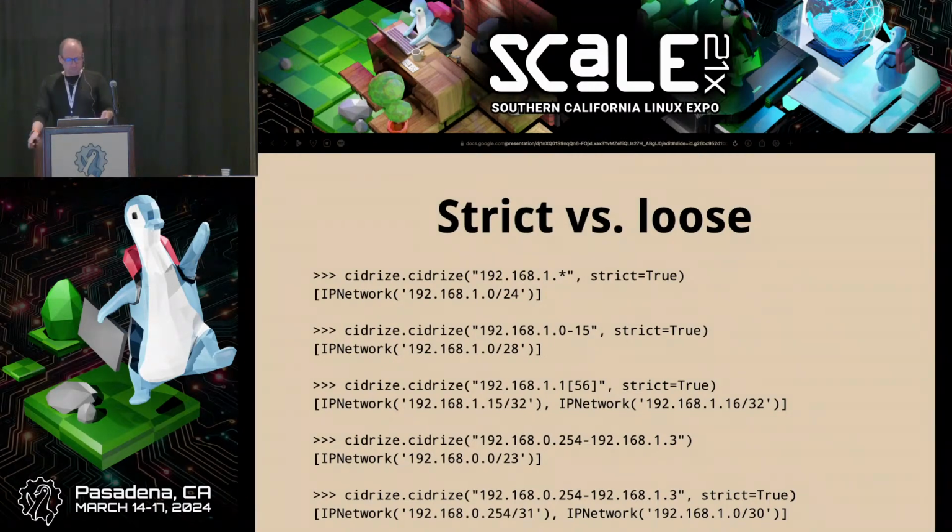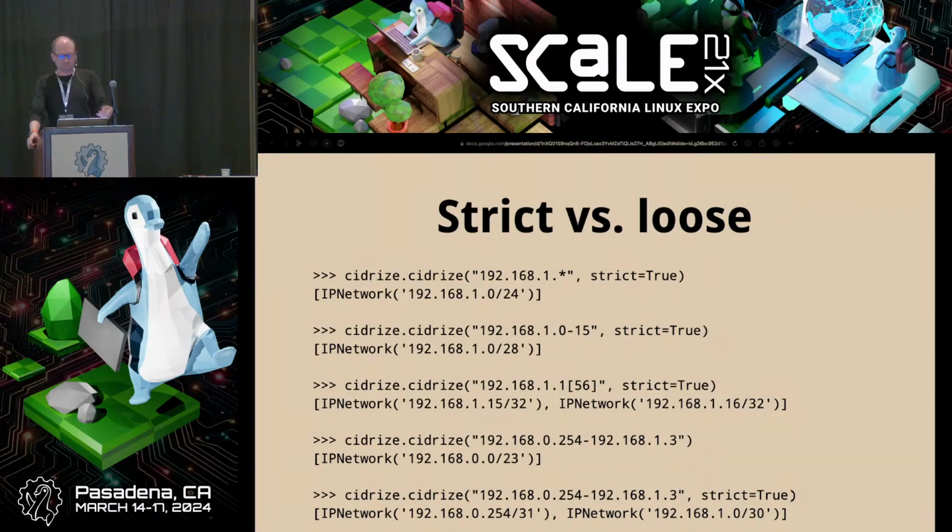But again here, these last two examples show this loose mode of allowing you to parse a range that goes out of bounds of the network to the next network. You see here 192.168.0.254 to the next network, 1.3. In loose mode by default, it's like, well, okay, this is spanning two networks, 0/24 and 1/24. I'm going to give you 0/23, which is the two /24s.